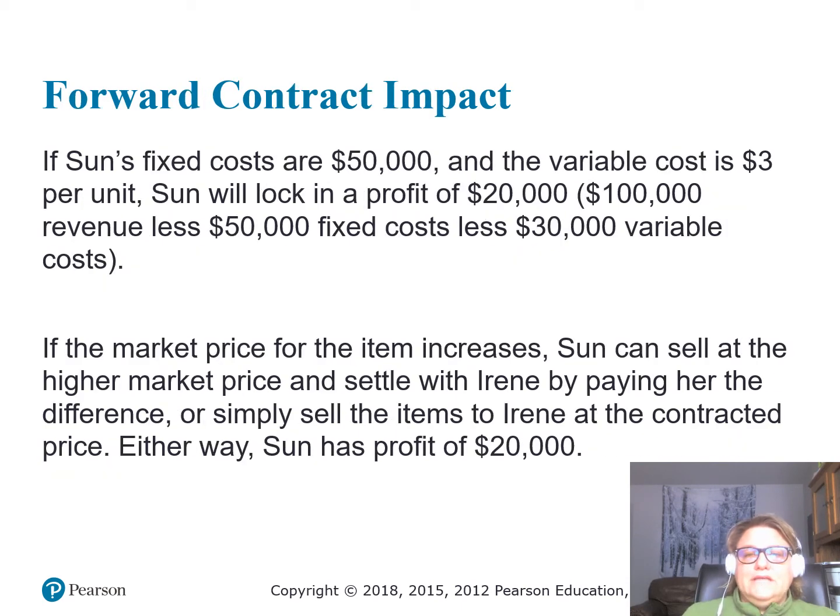So again, if Sun's fixed costs are 50,000, I'm just going to write it up here so you can see it. The fixed is 50, and the variable is 3. Sun will lock in at a price of 20,000. So it would be 100 minus the fixed costs, if that's their sales price.